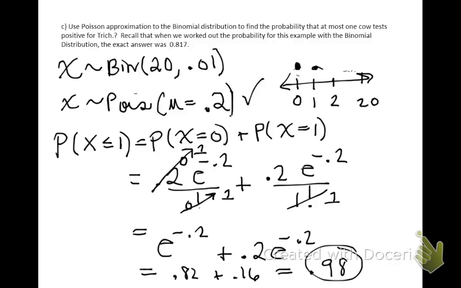If you compare this with the exact answer of 0.817, they are pretty far off, but remember, this is an approximate answer. This one is an exact answer, so they're going to have to be slightly different.